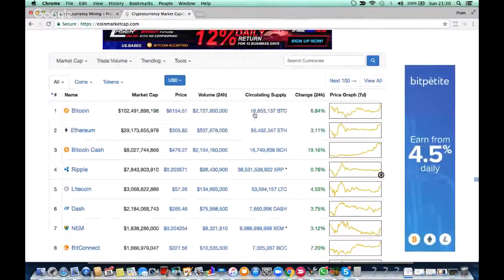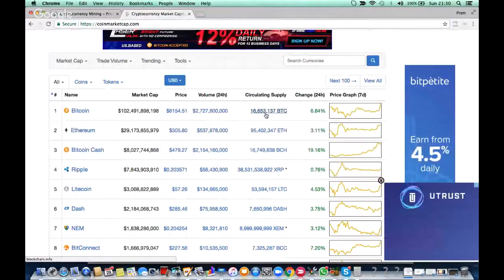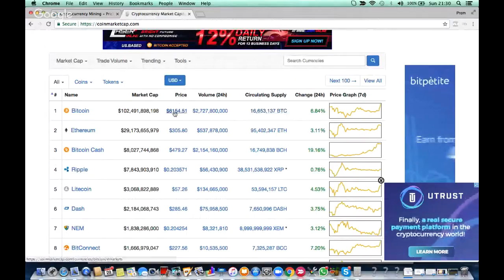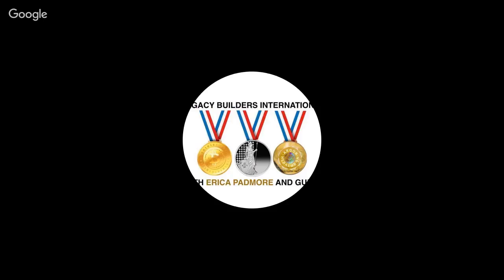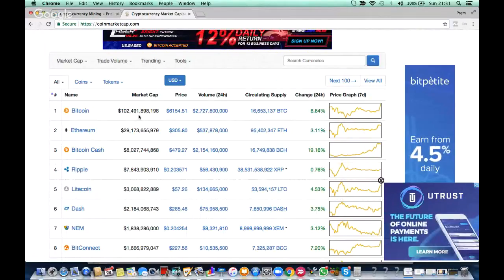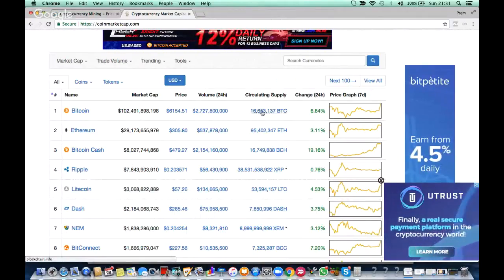Circulating supply is 16.653 million coins, each valued at 6,154. So you multiply this number by this number, and you get the market cap. Very simple. So market cap right now is 102 billion for Bitcoin, which is obviously just past the total value of MasterCard, which is not bad. It crossed PayPal some time ago. So, this circulating supply, the number of coins available in the market, times the price gives you the market cap.